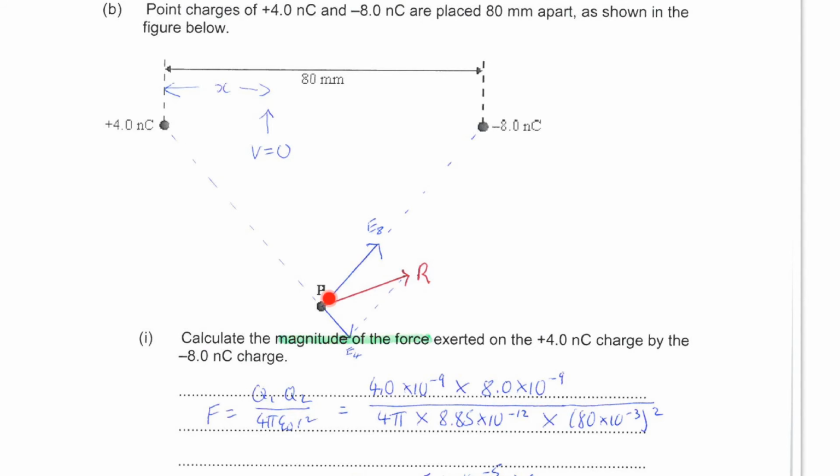So imagine a positive test charge at P. It would be attracted towards the -8 nanocoulombs, whereas a positive test charge at P would be repelled away from the 4 nanocoulombs. So that gives us our two directions, and we just need to make sure that this arrow is twice the length of the other arrow here. So finally then, to draw the resultant, consider one of the vectors followed by the other in a vector addition, leading to the resultant as shown here.